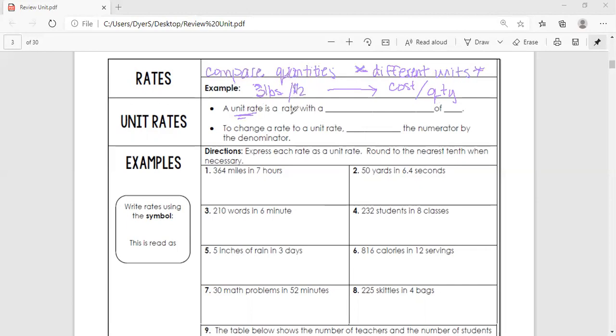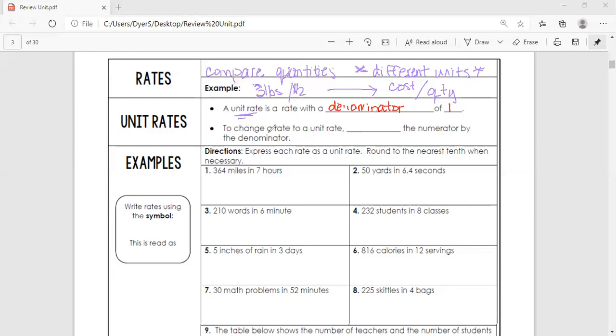A unit rate is a rate with a denominator of 1. I know you remember this from 7th grade. How much for one of something? No matter what it is, if you're talking about a unit rate, you're talking about how much, how far, whatever, for one unit of measure, whatever it is that you're measuring.